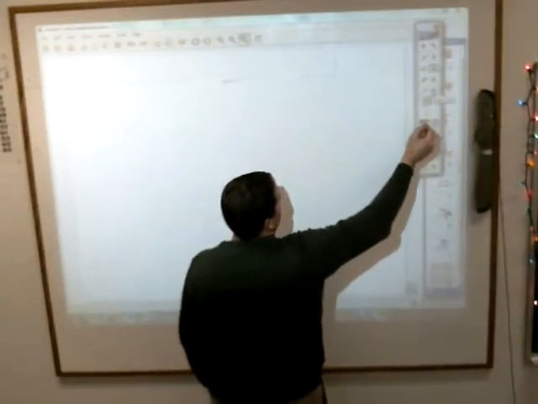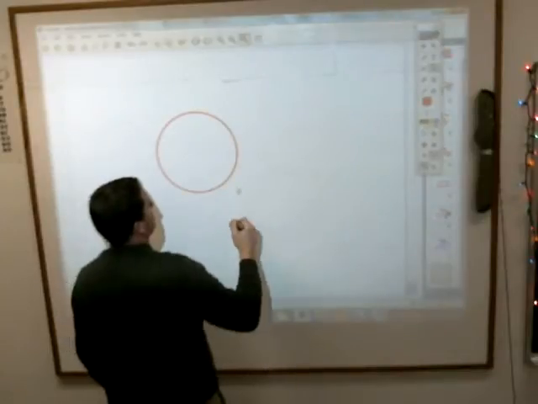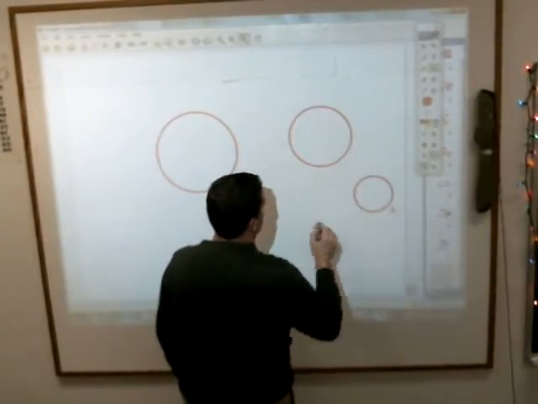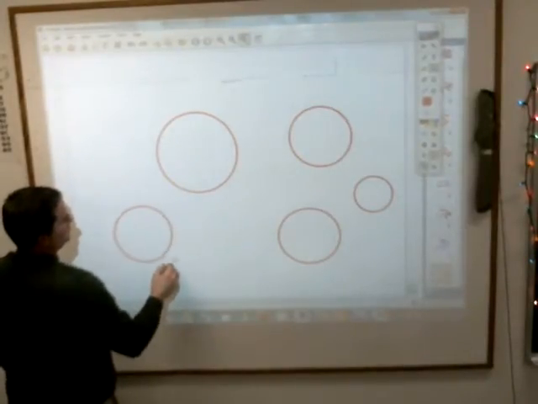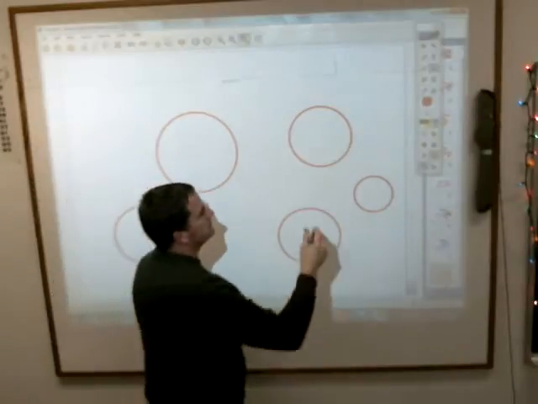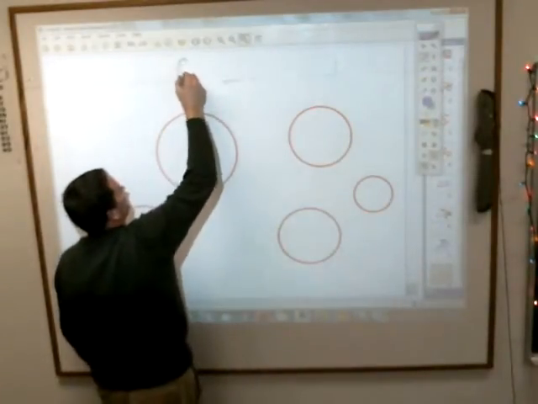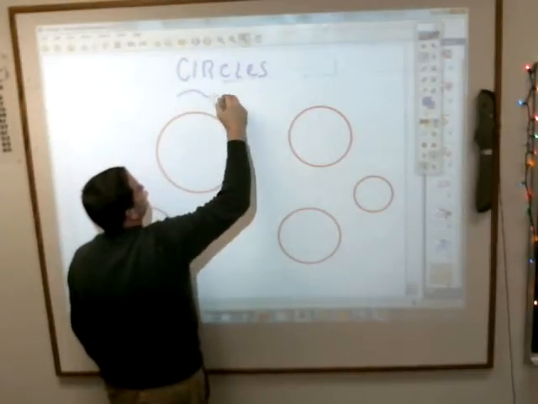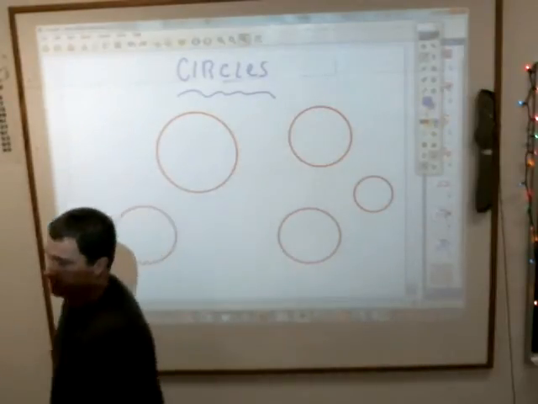And this one is circle. Please draw in four circles. I am drawing in four circles. Ooh, I like that. Circles. Mostly just definitions of circles.